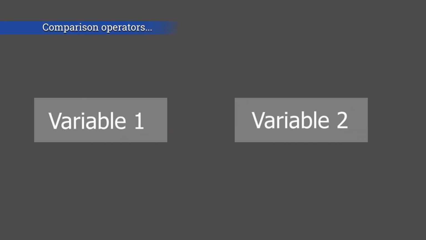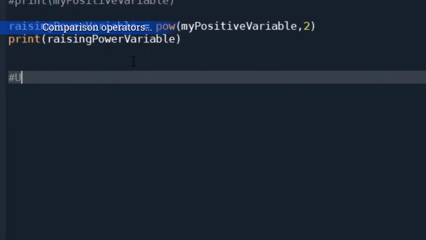Now let's compare variables. There are various comparison operators like equal, greater than or equal, less than or equal, greater than, less than, not equal. By comparing the values of these numeric variables, we get information about their relative values. Let's see them in action.